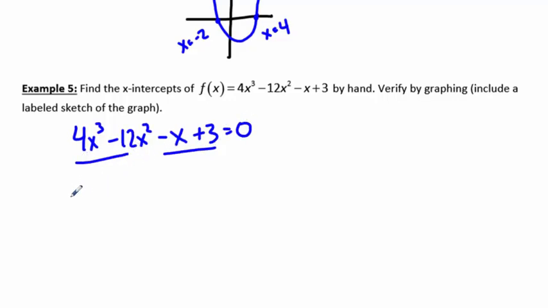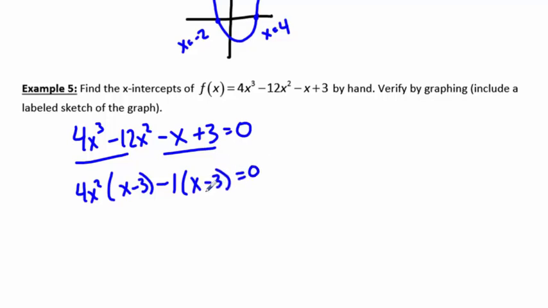The first two terms can both be divided by 4 and x squared. So if I factor 4x squared out, I'm going to be left with x minus 3. The second two terms start with a negative. I'm going to factor a negative out. There's nothing in common besides 1, so it's going to be a negative 1 I divide out. If I divide out negative 1, I'm going to be left with x, and positive 3 divided by negative 1 is negative 3.